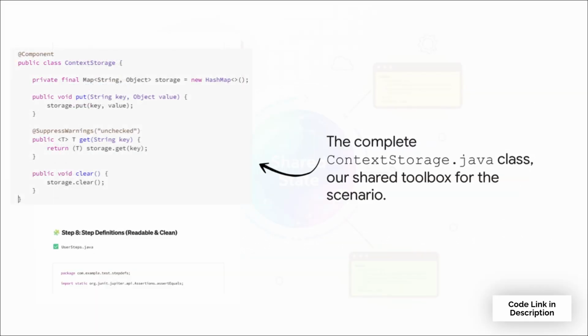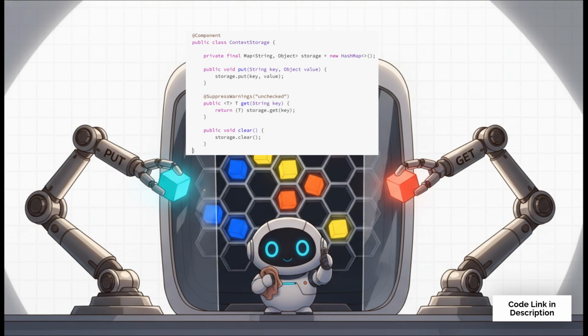And here it is. This is our context storage Java class. I want you to think of this as a shared toolbox, or maybe like a temporary locker. It only exists for as long as one scenario is running. Any step can walk up, put something inside the locker, and then any step that comes after it can open that same locker and take it out. Simple, right?